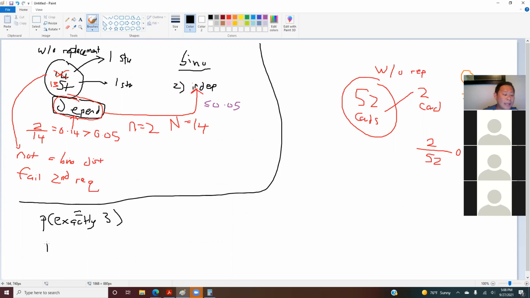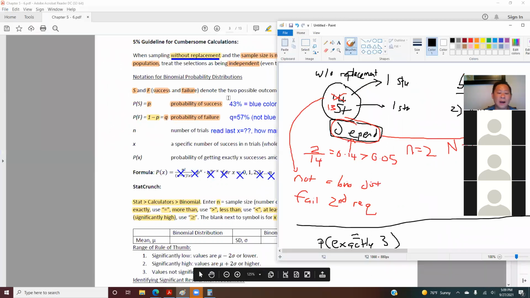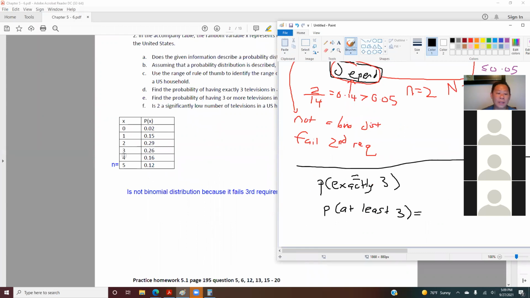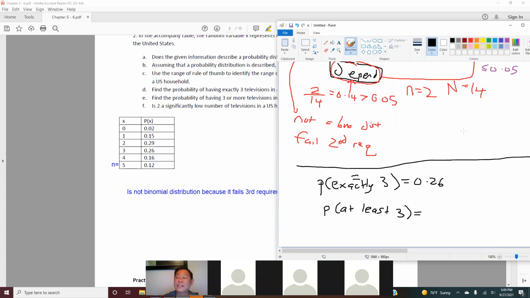What happens when I say at least 3? This is very important, class, so please pay attention here. Let's say you use back this probability distribution: exactly 3 is 3 equals to 3, so your answer in this case is 0.26. Now, what is the meaning when I say at least 3? At least 3 in this case means 3 plus.